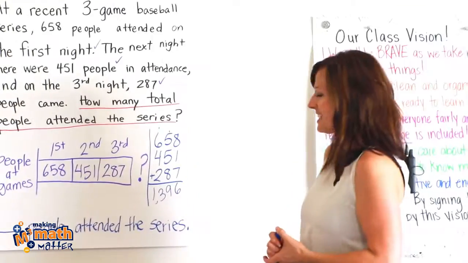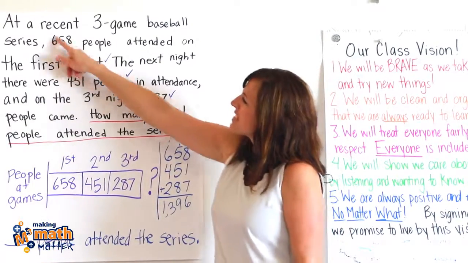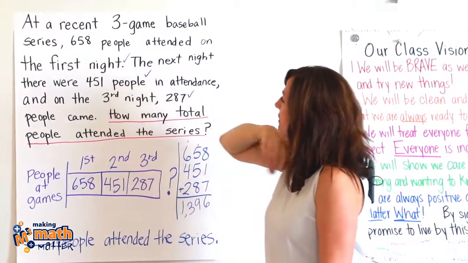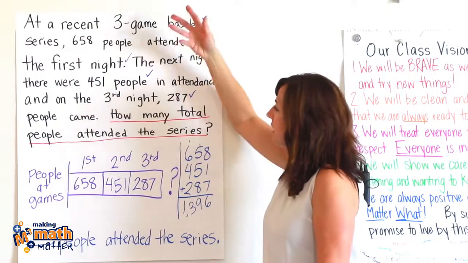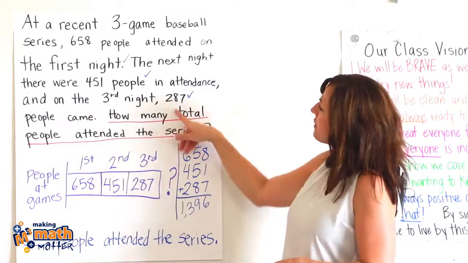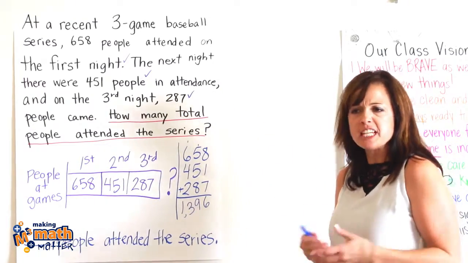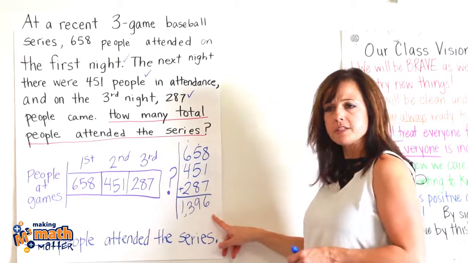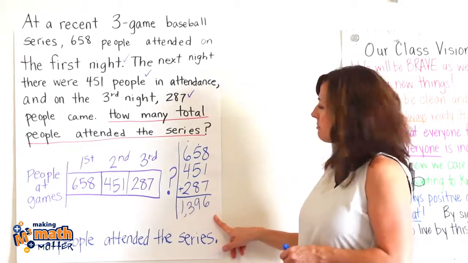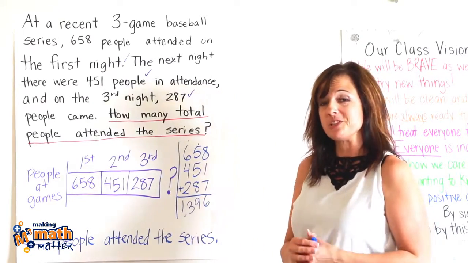Did anyone else get 1,396 people? Okay. Does that make sense? Let's see, if we have about 600 some here and we have about 400, that would be about 1,000. I'm just using my rounding. And then another 287, that would be about 300. So is 1,300 pretty close to 1,396? So that makes sense. And of course I've checked my work because that's what good mathematicians do.